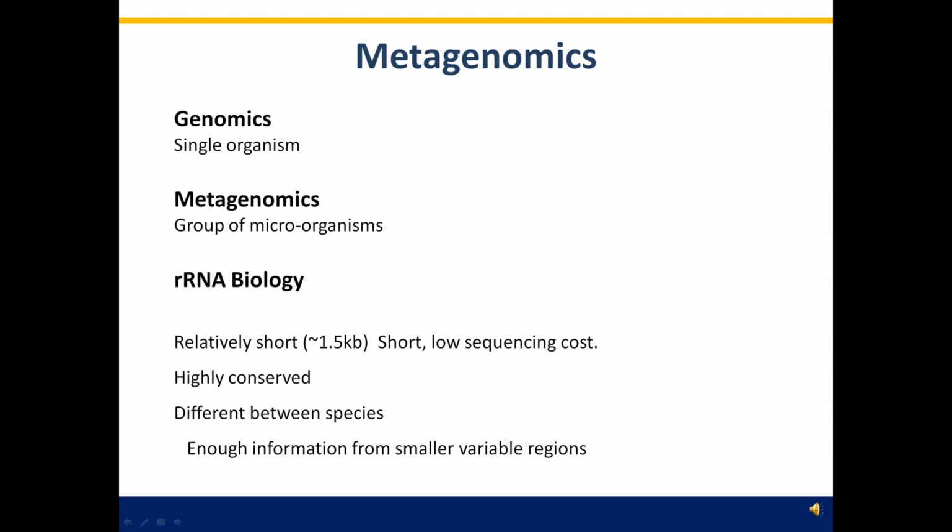Though we cannot identify a species by 16S rRNA alone, it is very helpful to differentiate the species, and a small piece of information, a small variable region, is enough to give much more information. So in general, metagenomics deals with sequencing a group of microorganisms, sequencing the 16S rRNA of a group of microorganisms by using specific variable regions from the 16S rRNA region.